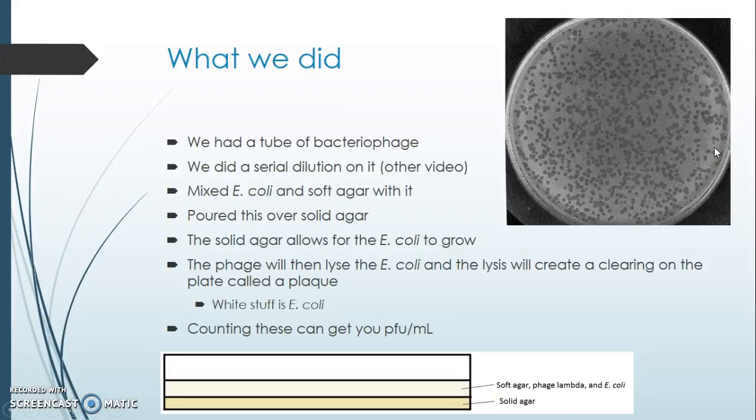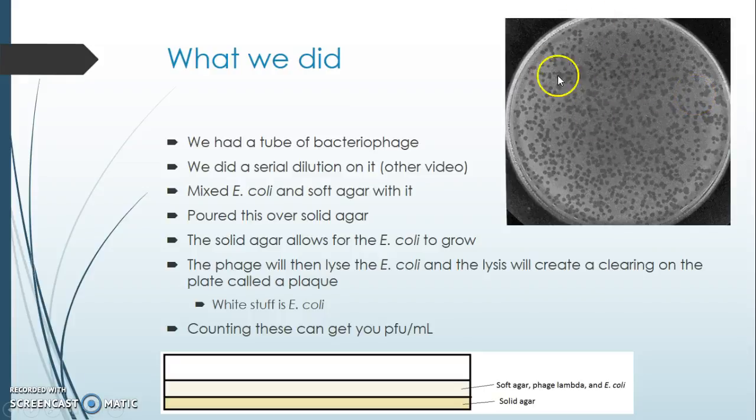All of the white you see, those are all E. coli growth, but there is no bacteriophage lambda in those cells, so there are no plaques here. This is just E. coli that's grown and nothing else. So the white is E. coli, the holes are the plaques.